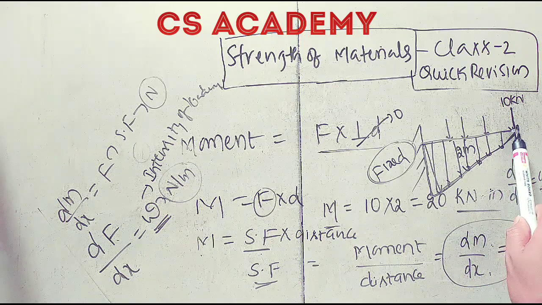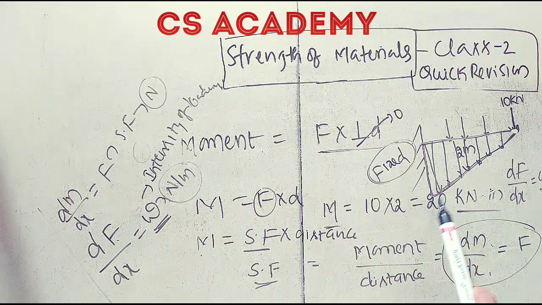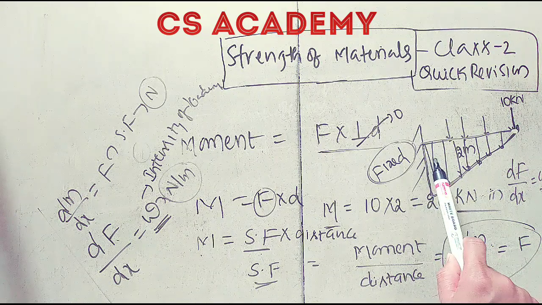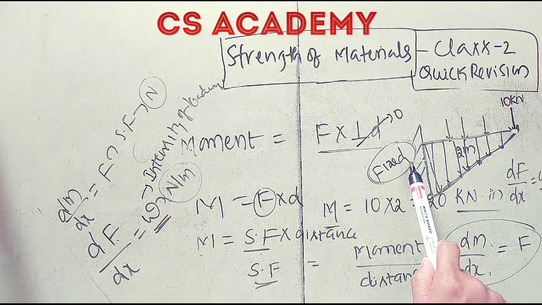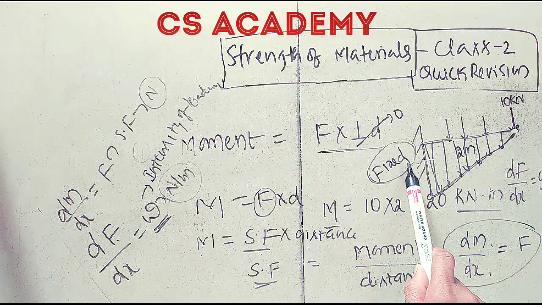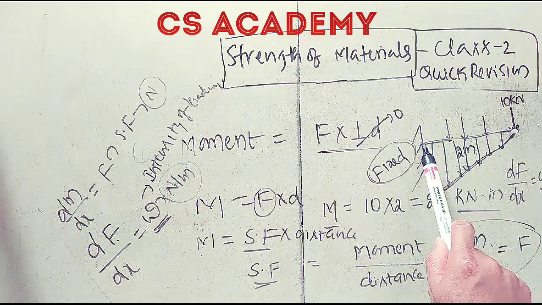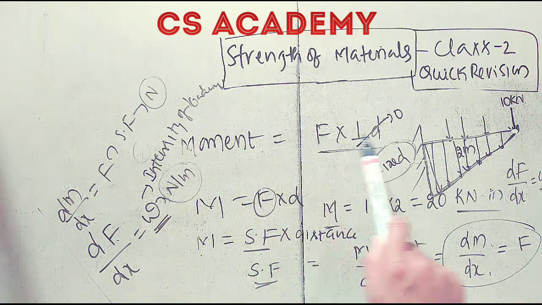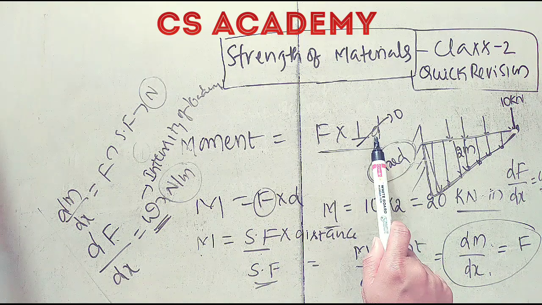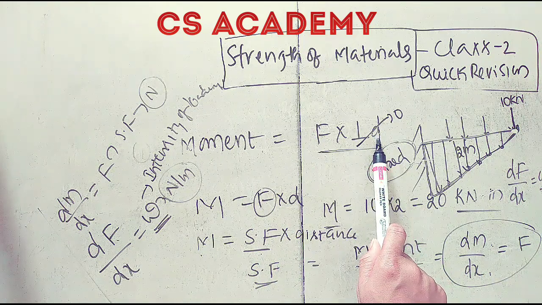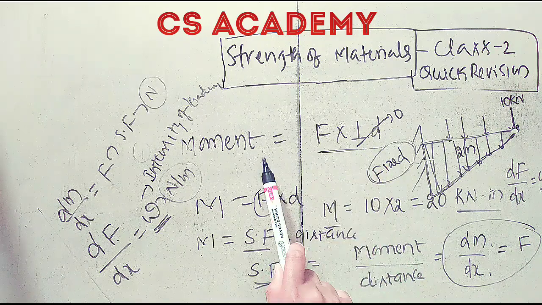Here in this case the moment will be 0. In this case the maximum bending moment happens. Where does the maximum bending moment happen? In a cantilever beam, at the fixed support. Why is it the maximum bending moment? Because it is a larger distance, and moment depends only on distance functions, so whenever the distance varies, the moment also varies.